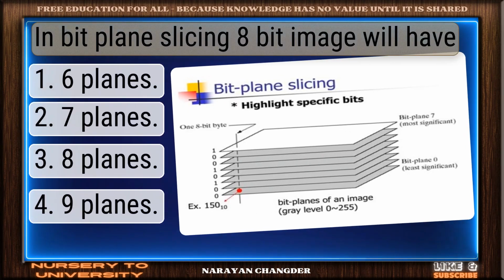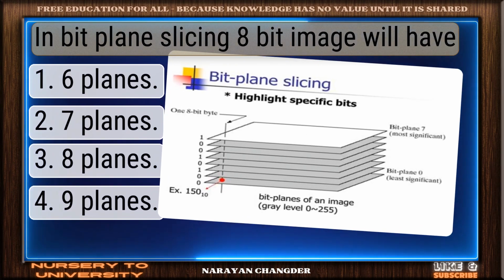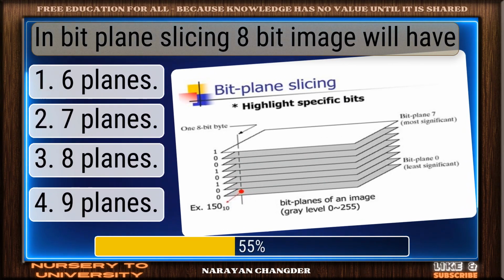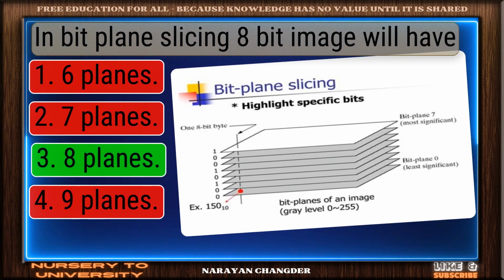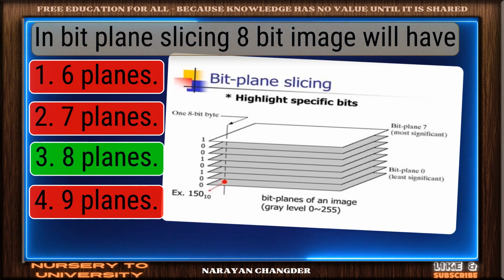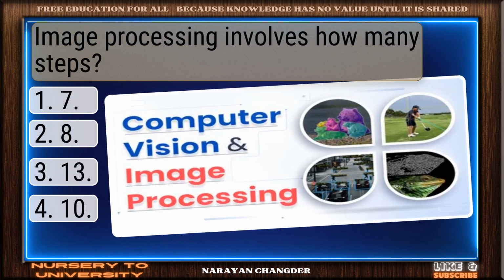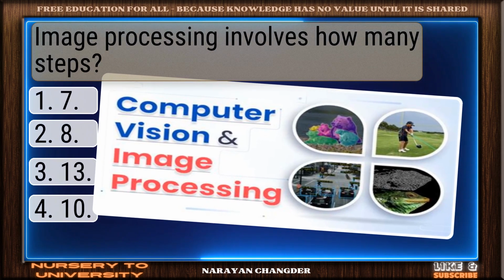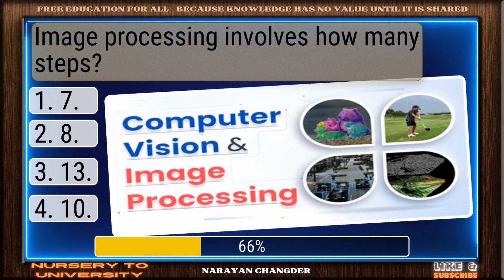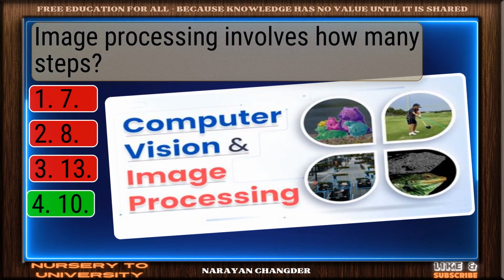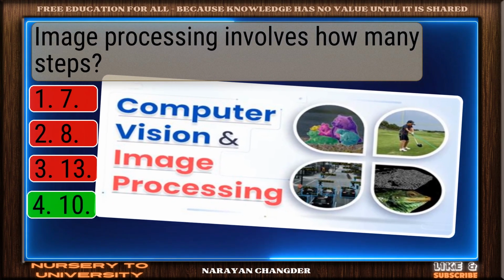Question number 64. In bit plane slicing 8-bit image will have. Well reasoned. 8 planes is the correct choice. Question number 65. Image processing involves how many steps? Good job. Your answer 10 works well here.